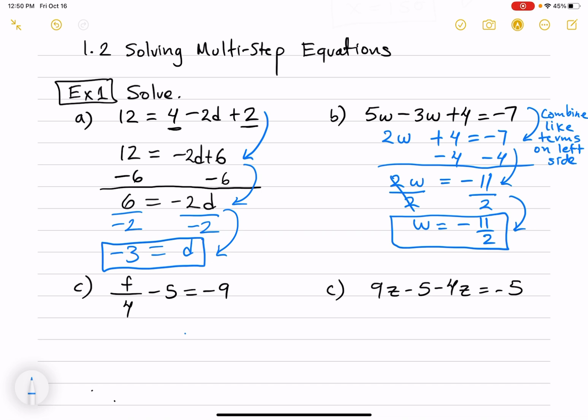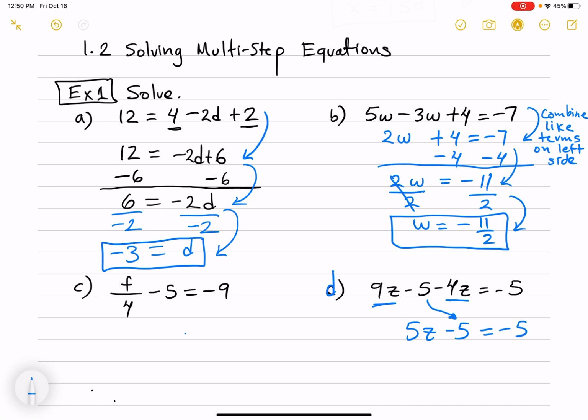All right, let's do a couple more examples. I'll start with D because it's similar to B. 9z minus 4z. So we have 9 apples minus 4 apples. That gives us 5 apples. Don't forget, there's that 5 to bring down.